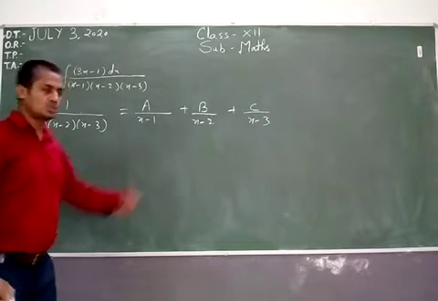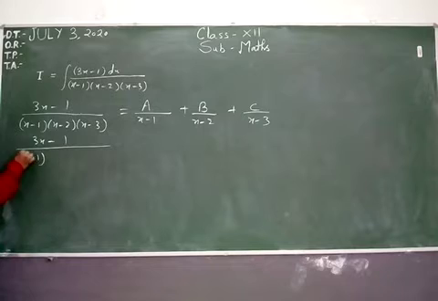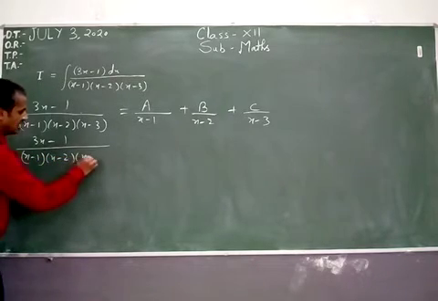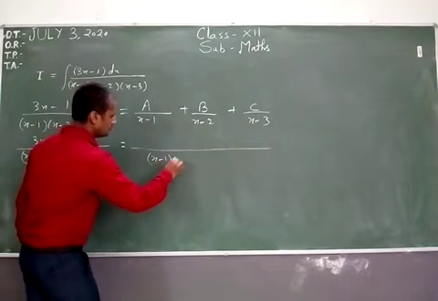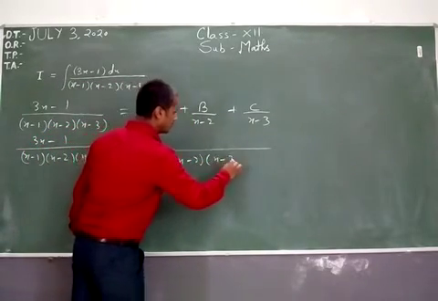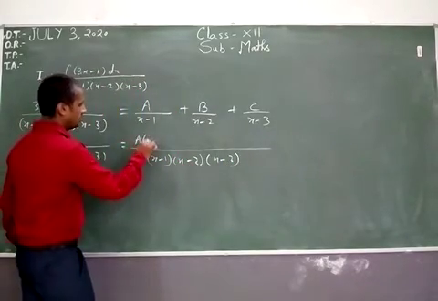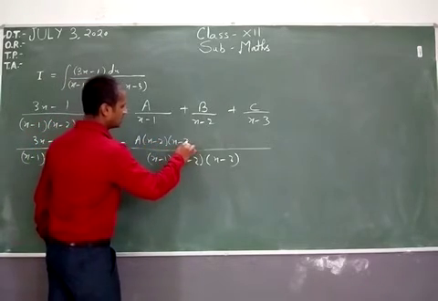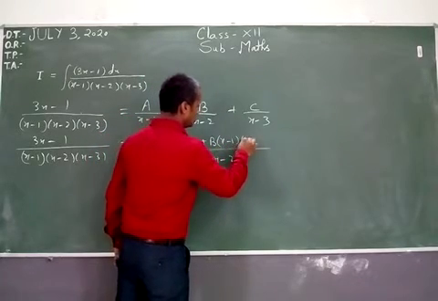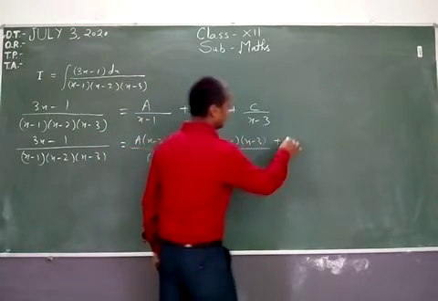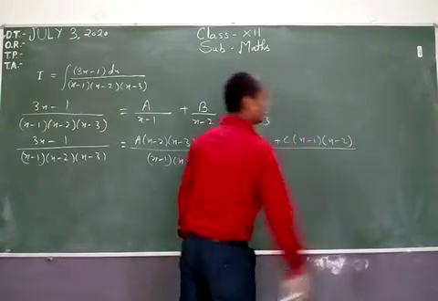Taking LCM on both sides, we can write (3x - 1) upon (x - 1)(x - 2)(x - 3) equal to, we can take LCM here, (x - 1)(x - 2)(x - 3). We can write here A(x - 2)(x - 3) plus B(x - 1)(x - 3) plus C(x - 1)(x - 2). We have taken LCM.